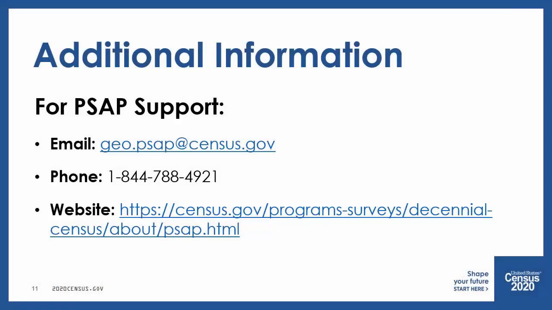If you have any questions regarding how to use TIGERweb to review your 2020 statistical geographies, please email geo.psap@census.gov or call toll-free at 1-844-788-4921. This concludes our TIGERweb online map viewer demonstrations.